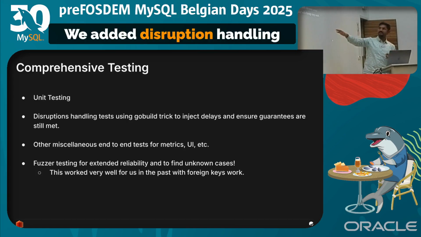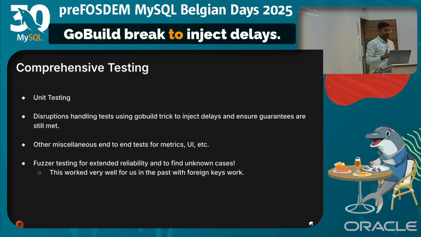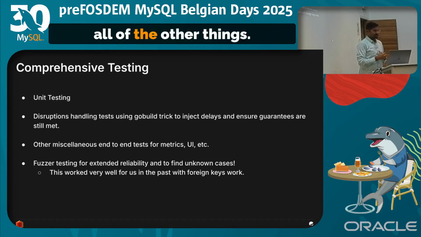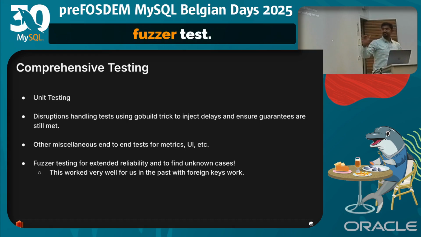Using unit testing, we added disruption handling code, and for that we use the Go build tag to inject delays. We added miscellaneous end-to-end tests for things like metrics, UIs, all of the other things. And the final topic that I want to talk about is the fuzzer test.